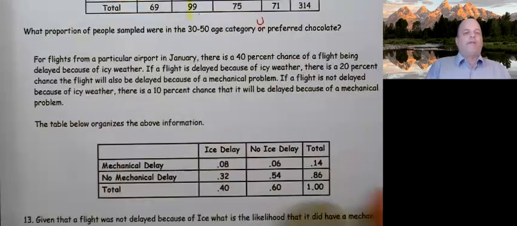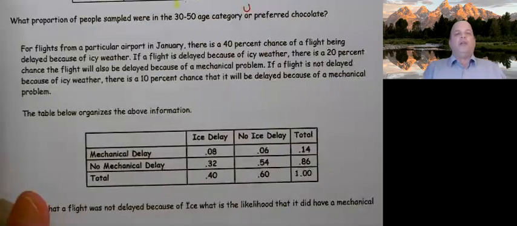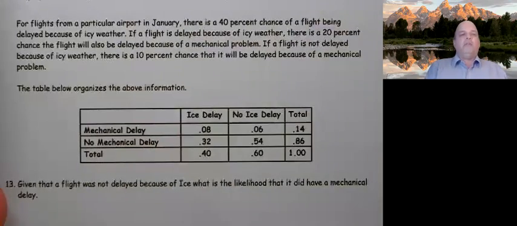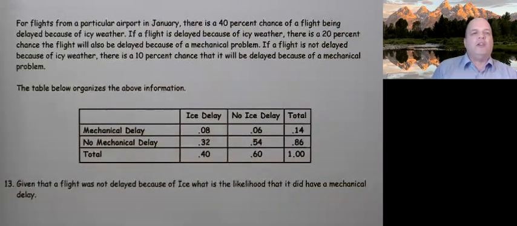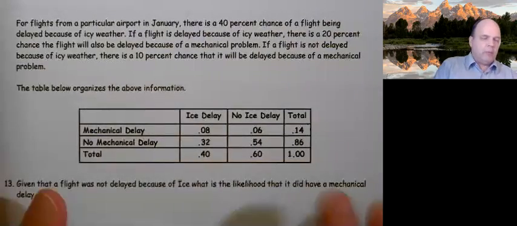All right. So for flights from a particular airport in January, there's a 40% chance of a flight being delayed because of icy weather. If a flight is delayed because of icy weather, there's a 20% chance that the flight will also be delayed because of a mechanical problem. If a flight is not delayed because of icy weather, there's a 10% chance that it will be delayed because of mechanical problems. The table organizes the above information. Given that the flight was not delayed because of ice, what's the likelihood that it did not have a mechanical problem?